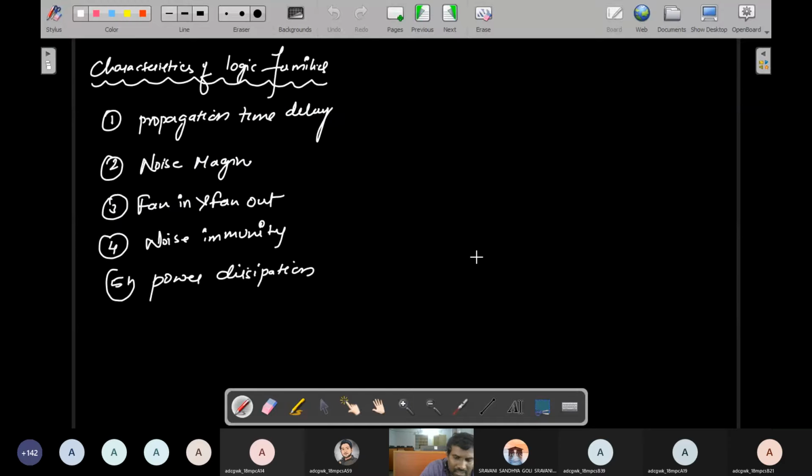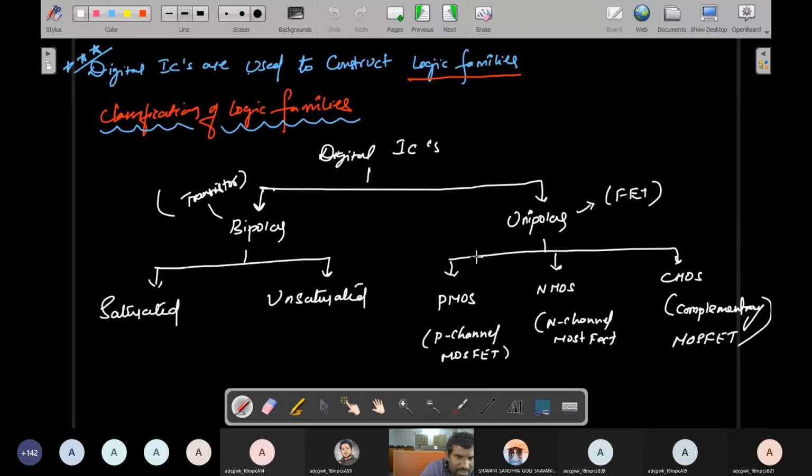First of all, right now I will explain unipolar FET digital ICs. That is nothing but MOSFET, unipolar combination digital IC characteristics. In that we have PMOS, NMOS and CMOS. First of all, what is MOS? Metal oxide semiconductor logic family. I will give an introduction about the metal oxide semiconductor logic family.